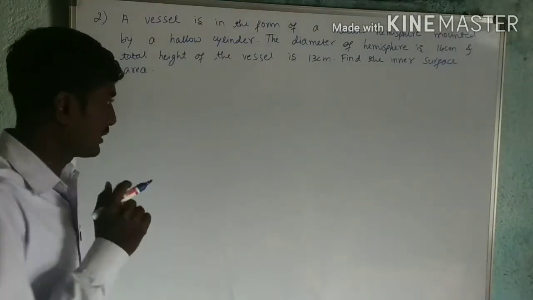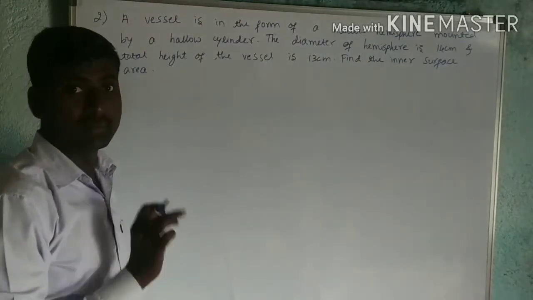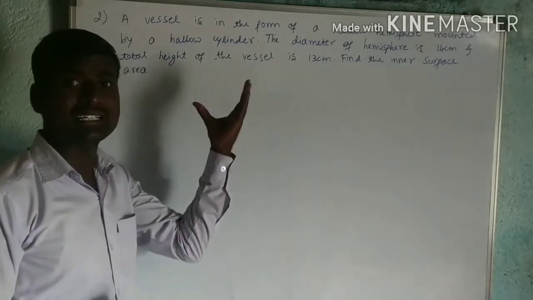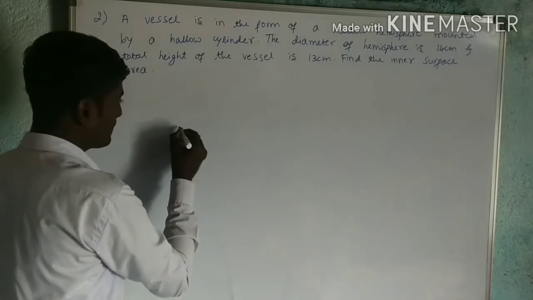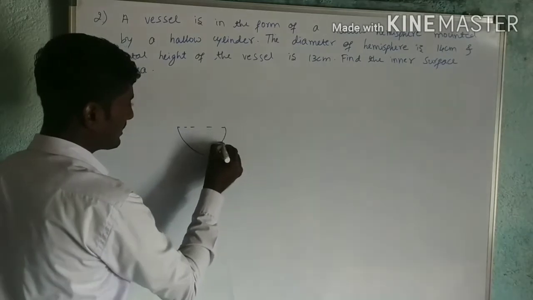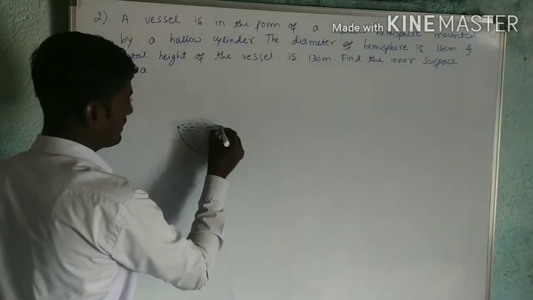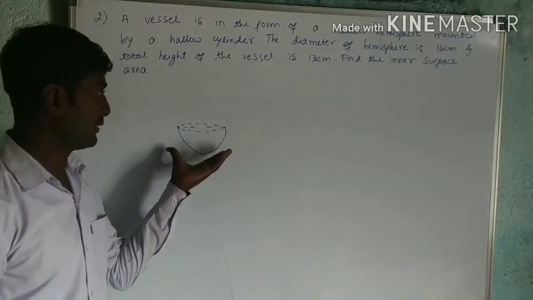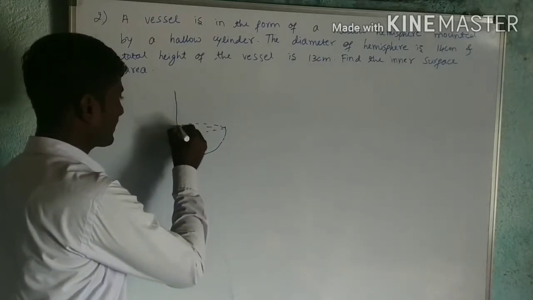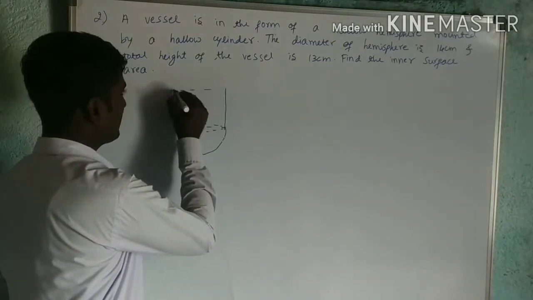solid. So the solid will be a hollow hemisphere mounted by a hollow cylinder. Mounted by a hollow cylinder means on the hemisphere there is a cylinder. First I will draw the hemisphere. Let us take this as a hemisphere. Okay. Now on this hemisphere there is a cylinder. So mounted by a cylinder. So here I will draw a cylinder. Now this is the cylinder.